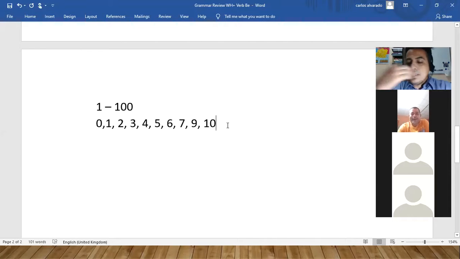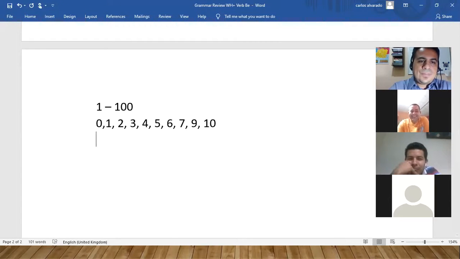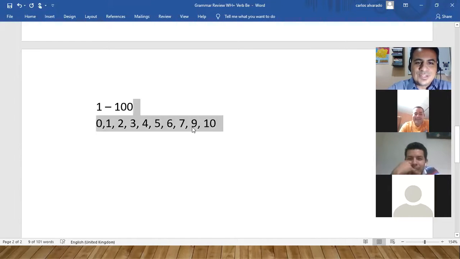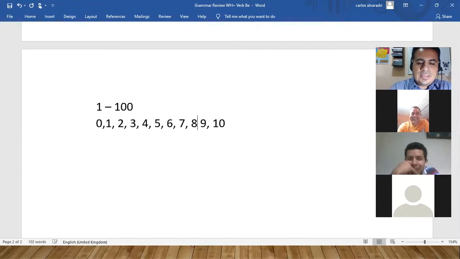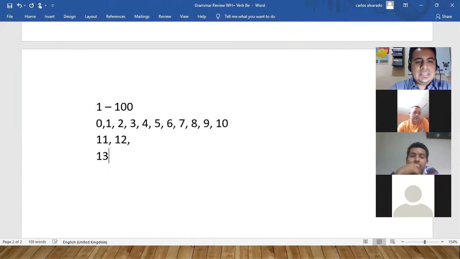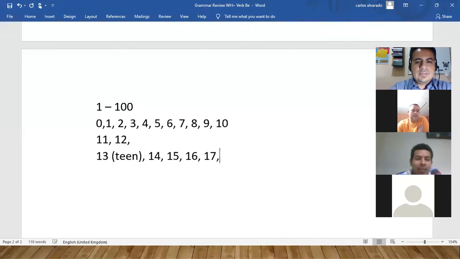All right, very good. Now what happens here? Faltó el 8. Perdón, se me olvidó el 8. 8. The difficult part here is to remember these. 11. Lo voy a escribir porque vamos a estar mucho tiempo aquí. 12. Y después vienen los 13. Todos estos terminan con teen. Teen. 13, 14, 15, 16, 17, 18, 19. ¿Y ahora qué viene? 20.